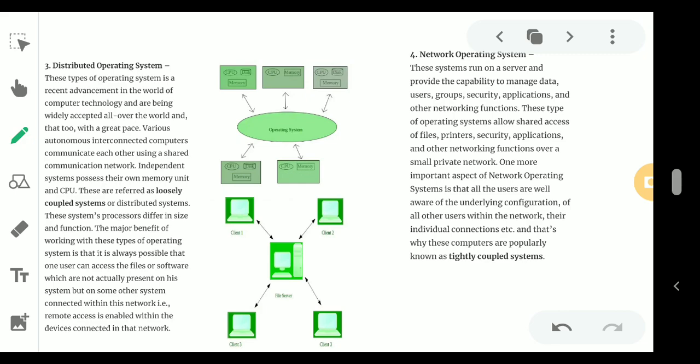This type of operating system allows shared access of files, printers, security, applications, and other network functions over a small private network. One more important aspect of the network operating system is that all the users are well aware of the underlying configuration of all other users within the network. There are individual connections, and that is why these computers are popularly known as tightly coupled systems.